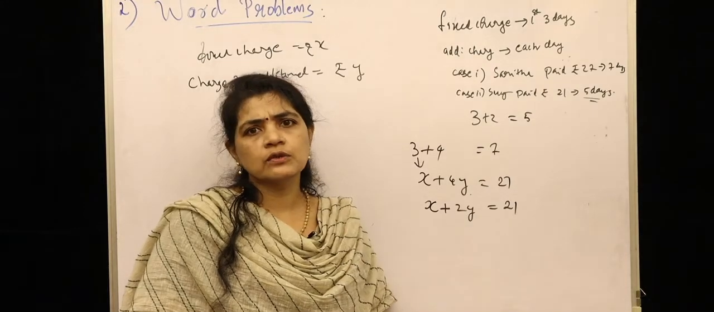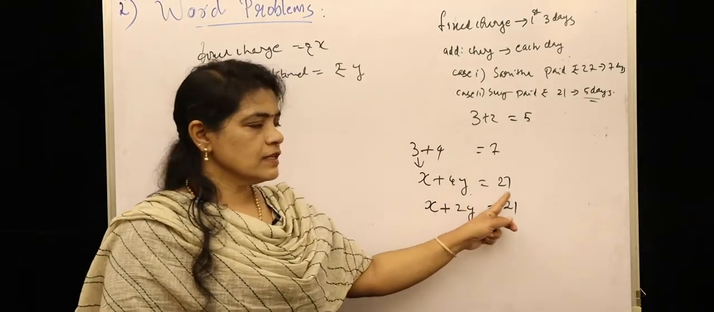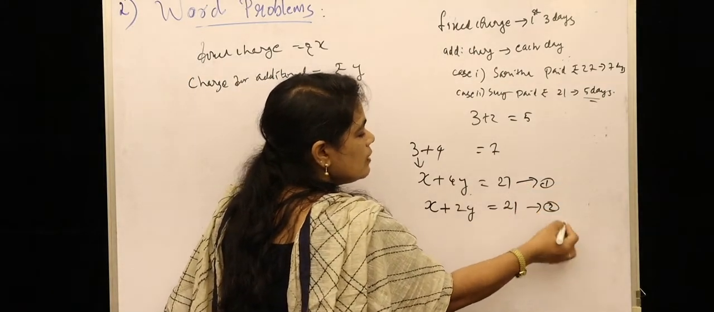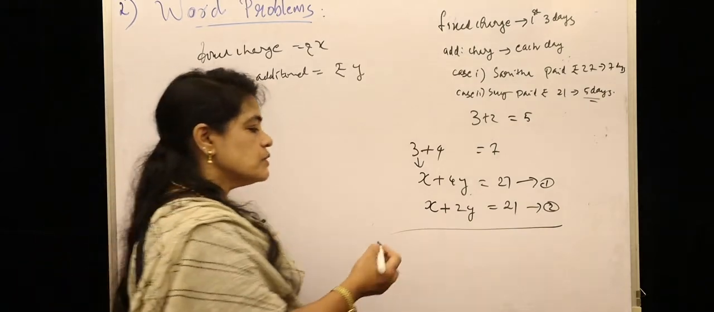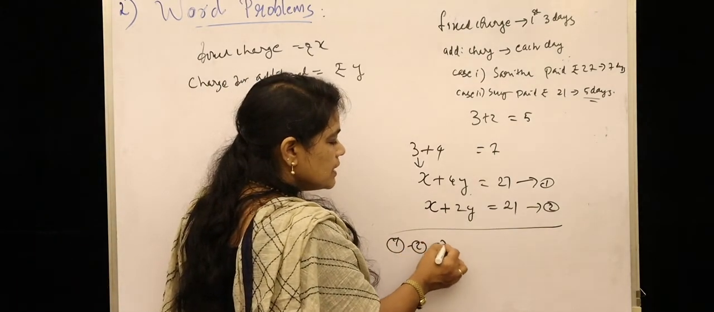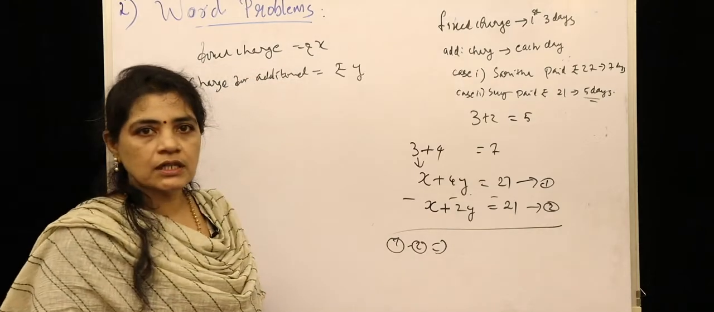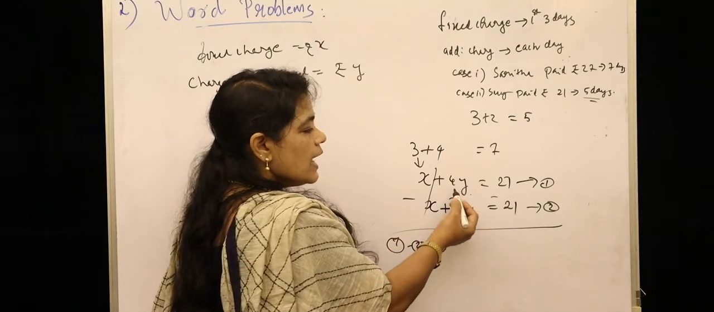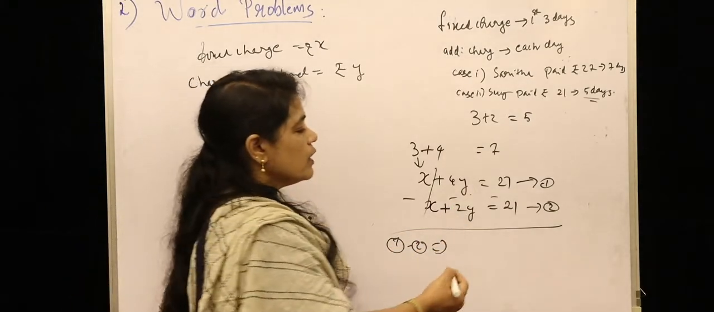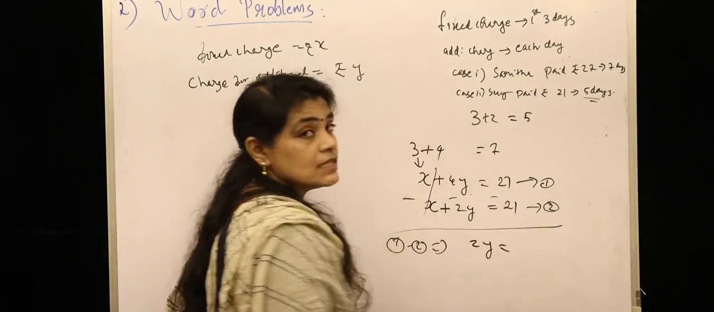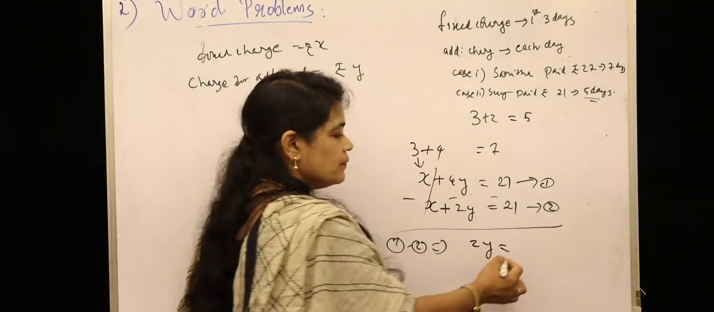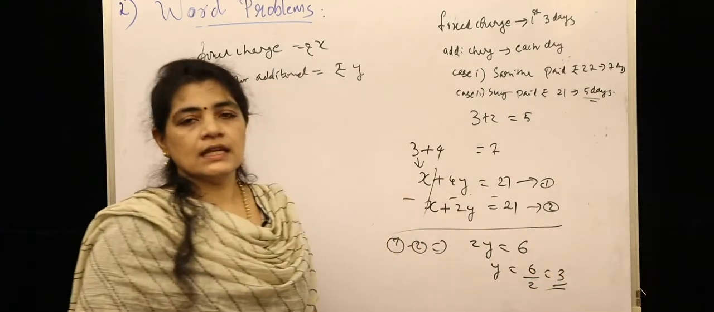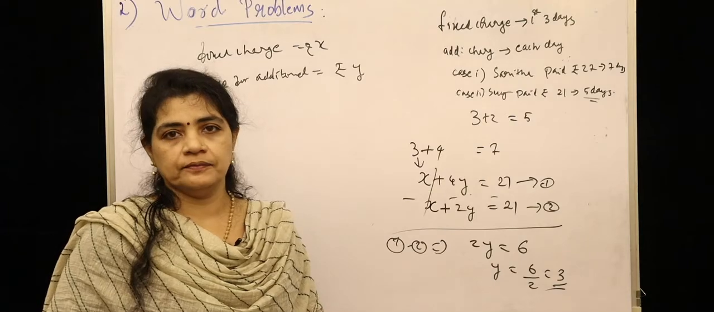So next is very simple to solve this. See, x plus 4y is equal to 27 and x plus 2y is equal to 21. How can we eliminate x? Coefficients are the same, just subtract. Equation 1 minus 2 means change the sign of the second equation and cancel, so the x term gets cancelled. And 4y minus 2y, that is 2y, is equal to 27 minus 21, that is 6. And y is equal to 6 by 2, that is 3 rupees. 3 is the amount for each additional day.